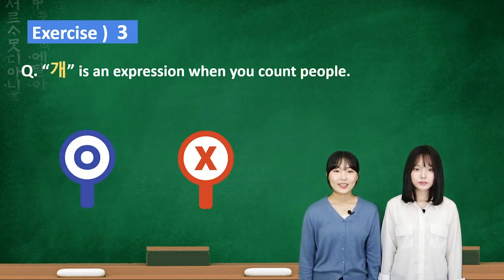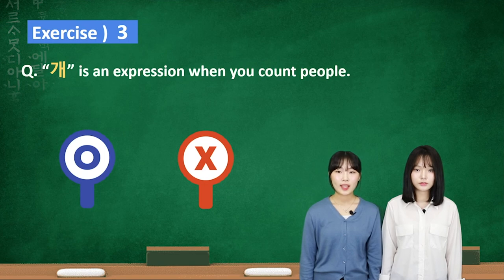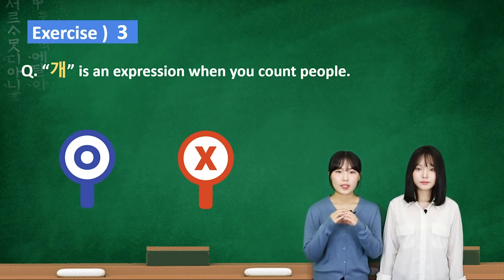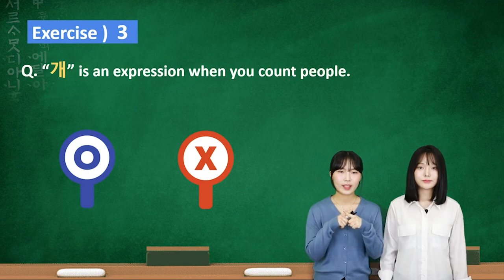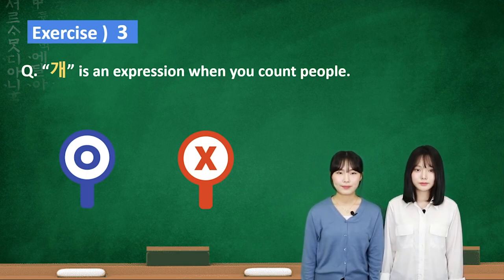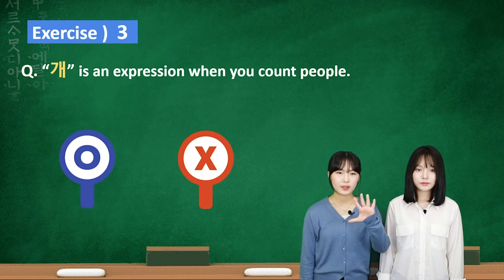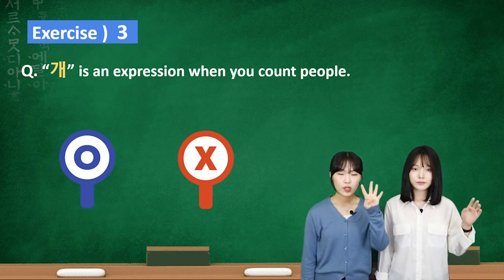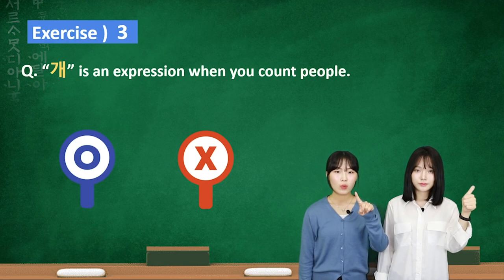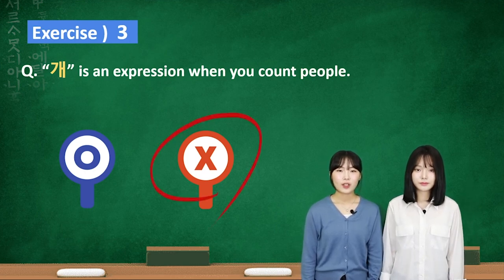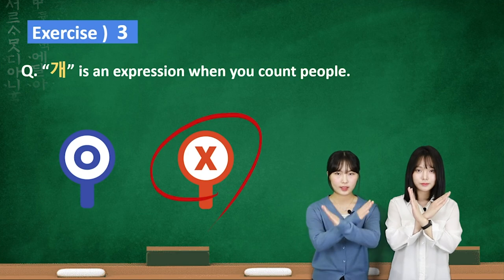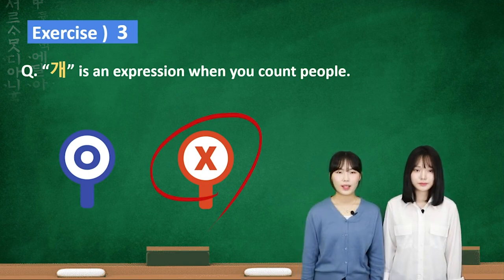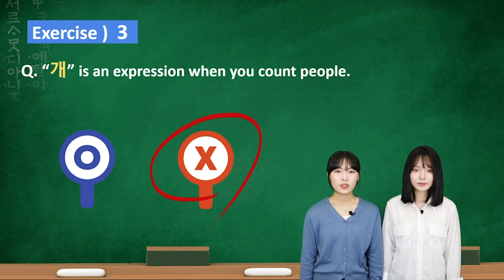Please look at the sentence and select O if it is correct and X if it is incorrect. I will give you 5 seconds. 5, 4, 3, 2, 1. Yes, the correct answer is X. 개 is the expression used to count things. The expression used to count people is 명.